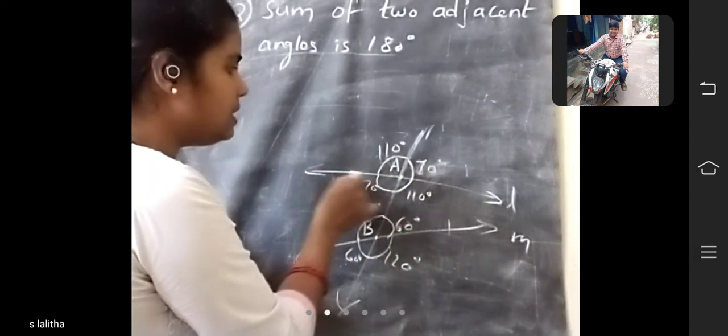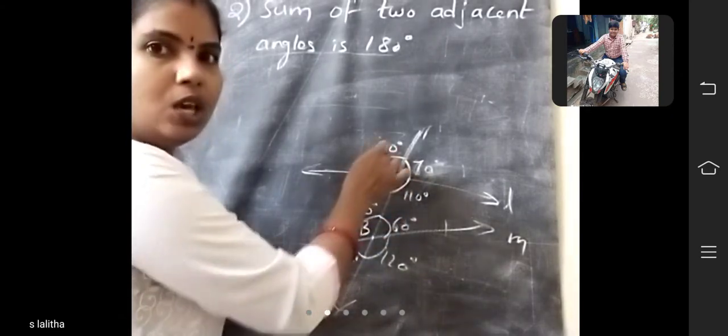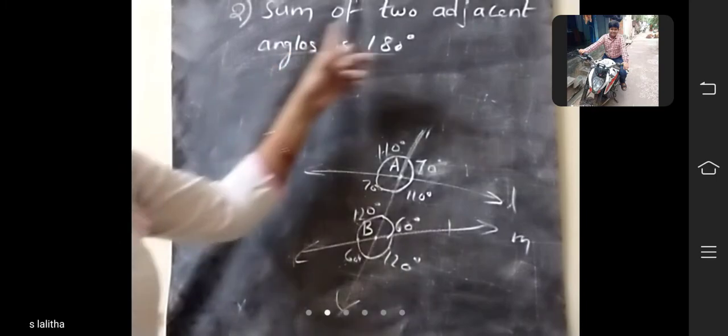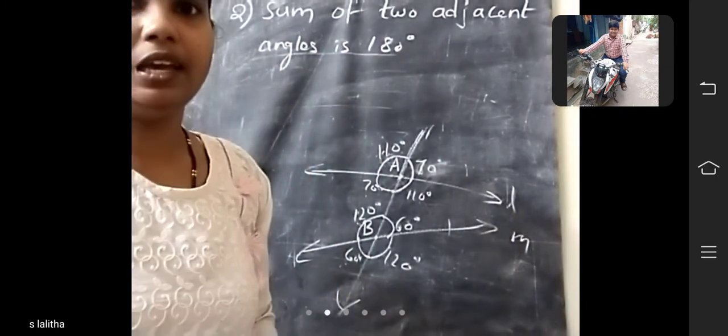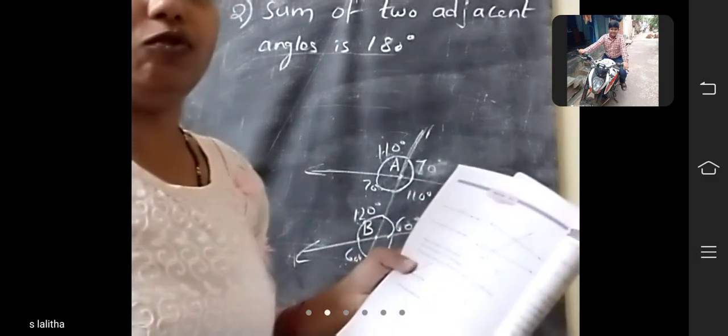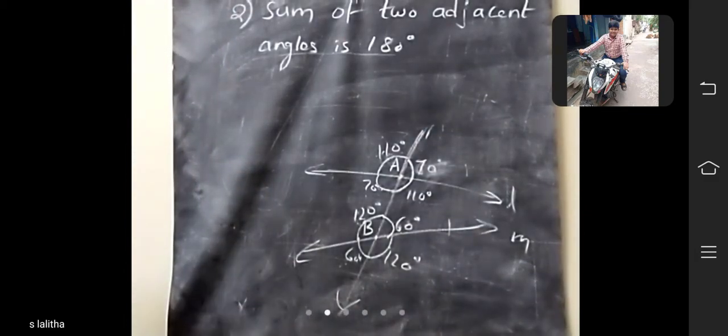Like that here also, this is the common arm for these two angles. You can add these two angles, you will get 180 degrees. Okay. So sum of two adjacent angles is 180 degrees. You can write in your textbook here. Second answer: sum of two adjacent angles is 180 degrees.